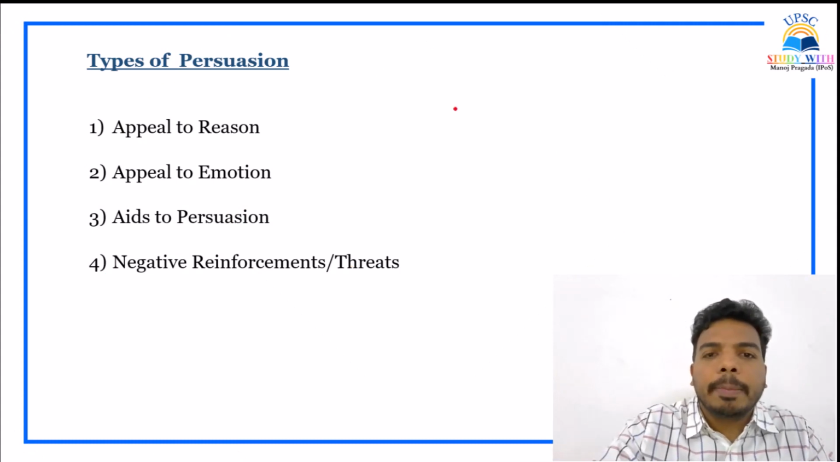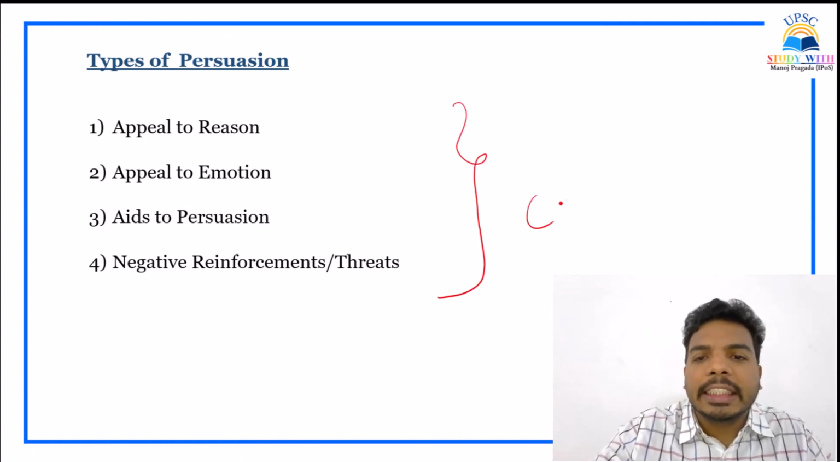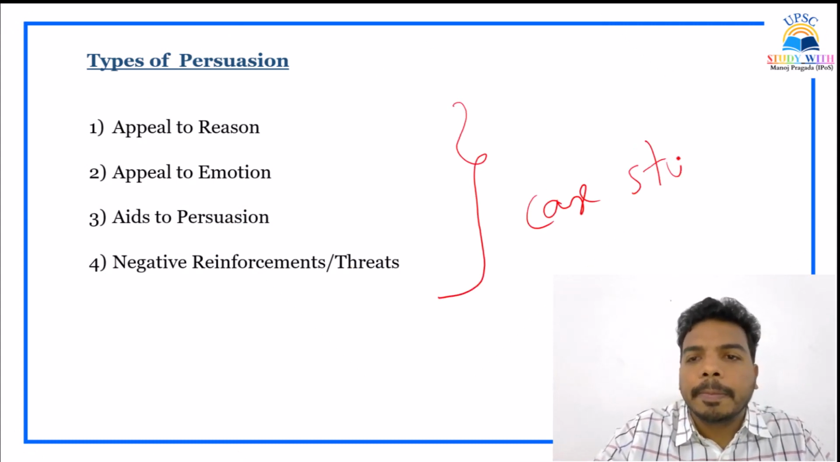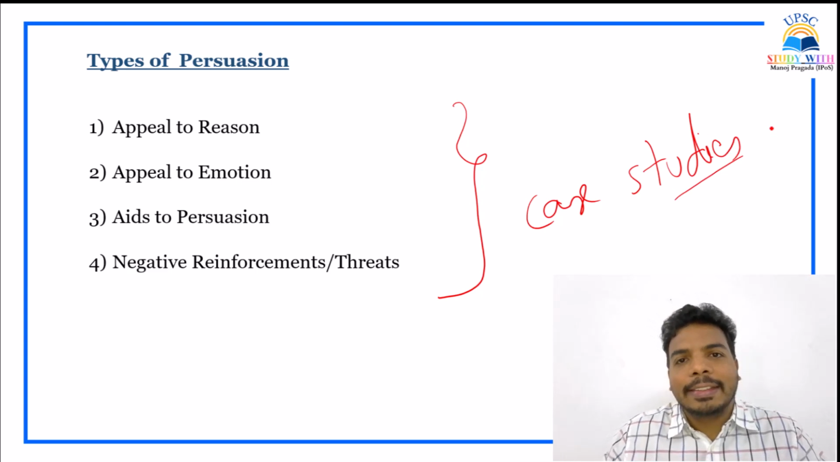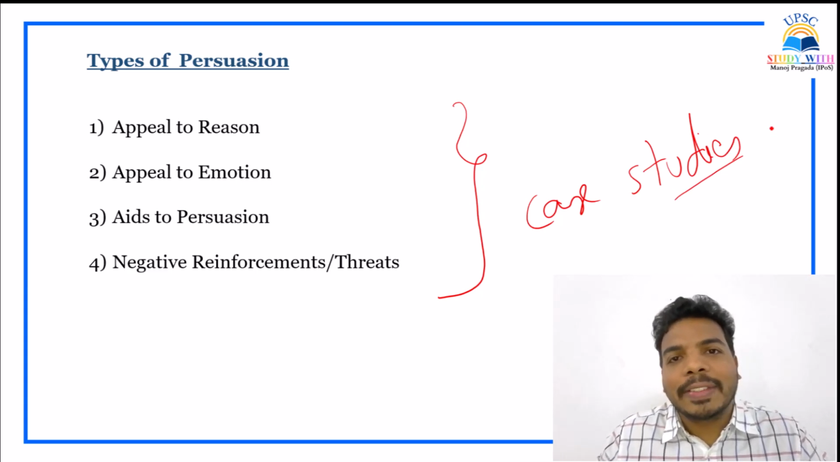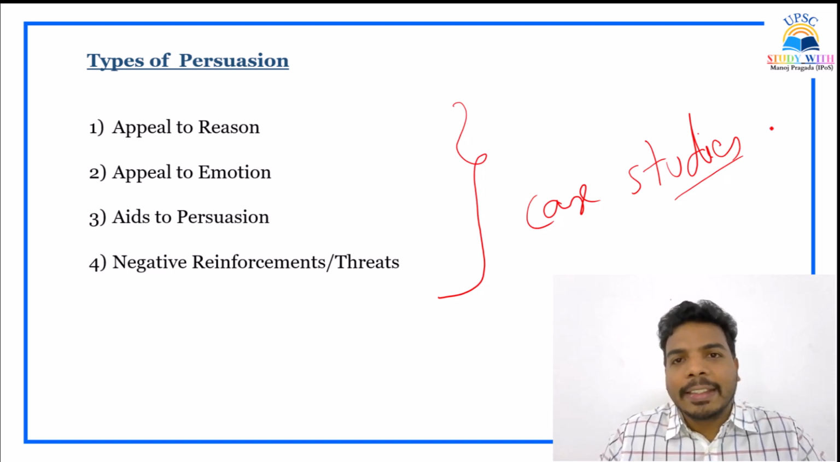Types of persuasion. This is very important when you write the case studies part. Because in case studies, UPSC asks how you will change the attitude of the terrorist, or how you will change the attitude of the Naxalite who has surrendered to you since you are the SP of a certain district. How you will handle that terrorist or that Maoist?